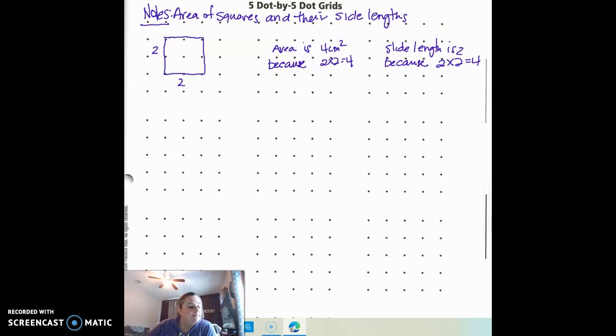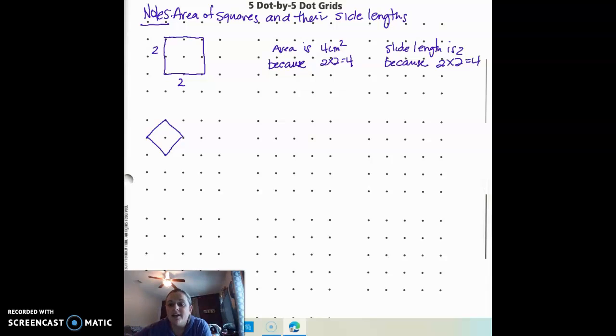Okay, let's look at one that was a little trickier. Let's take a look at this one, the one that was a 1 by 1, so we thought, but it was on a tilt. Okay, so we had that 1 by 1 square on a tilt. Let's see if I can draw this a little bit better. There we go. Okay, so this one wasn't a 1 by 1 because 1 times 1 didn't give me that area.